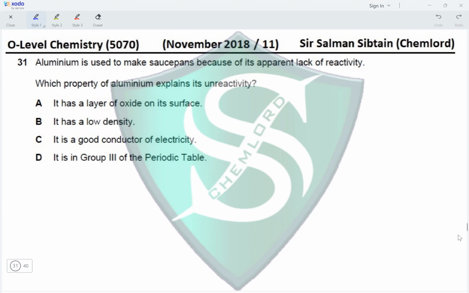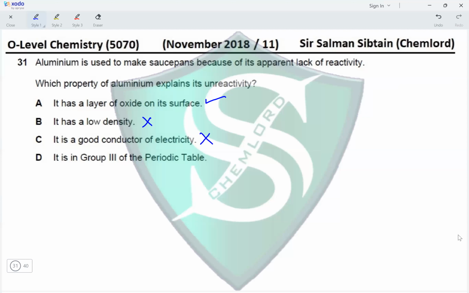Yes, because this oxide is unreactive and it is coated onto the aluminum surface, the aluminum metal beneath this layer of oxide is protected from reacting, so it is unreactive. It has a low density. This is a property of aluminum, but this property is used in its use as overhead electric cables, not in its use as saucepans. It is a good conductor of electricity, again used as overhead electric cables, not as saucepans.